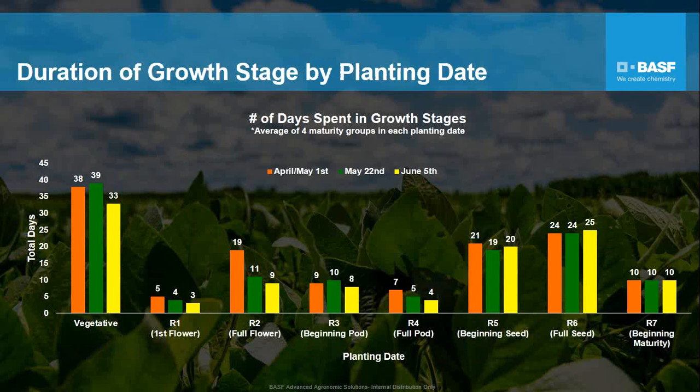If we look at another interesting piece of information that we can gain from this, we can actually look at the amount of time each of those planting dates spent in various growth stages. And so what we've got here, the orange bar in this chart is an average of the 2 April planting dates and May 1st, because they all had very similar total number of days. The green bar is May 22nd, the yellow bar is June 5th. And across the bottom, you see the various different growth stages that those soybeans will go through throughout the growing year. And this basically gives us the total number of days spent in each growth stage by planting date. And there's some really interesting pieces of info that came out of this.